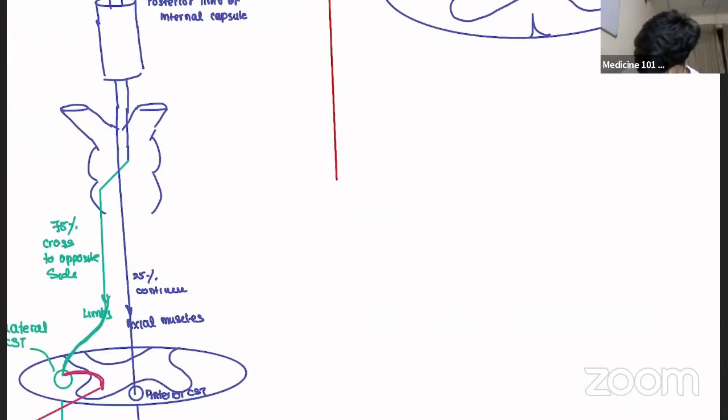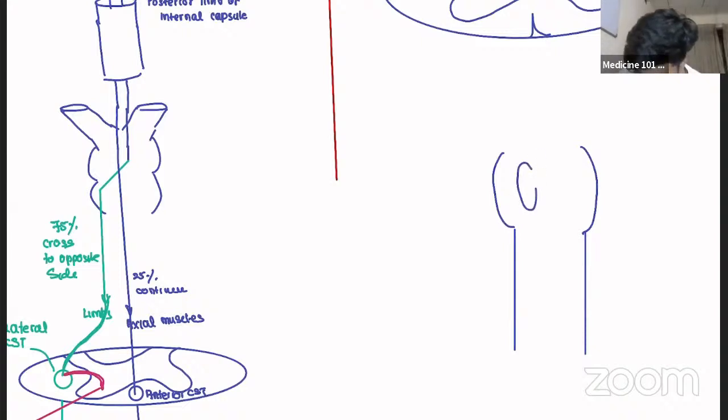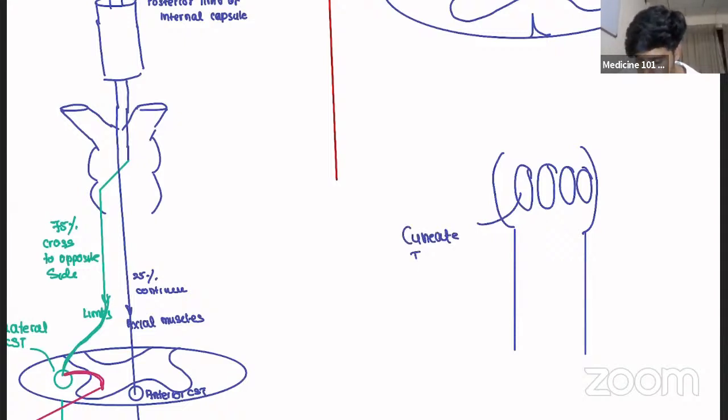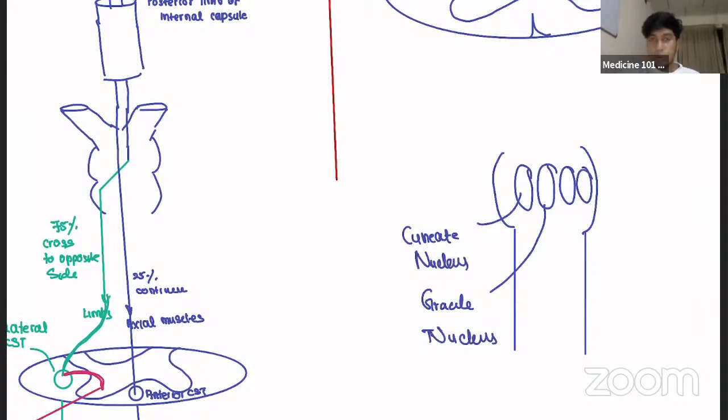What happens is the signal will go up in these neurons to something called the gracile tubercle. There's four. Two on either sides. Cuneate tubercle, sorry. And the gracile nucleus. They will go to these two nucleus.